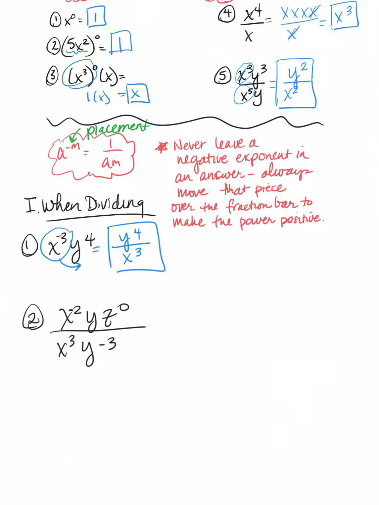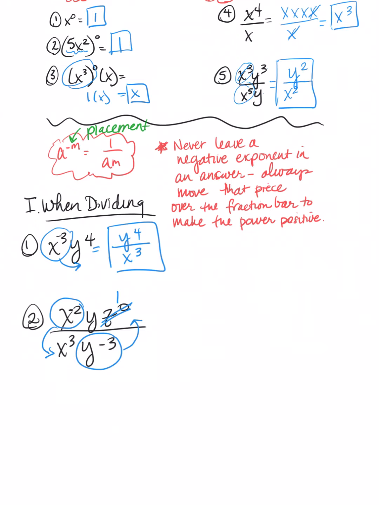This should be x to the negative 2 power, y, z to the 0 over x cubed, y to the negative 3. All right, so we noticed some negative powers. This guy is a negative power, so it needs to move down. This guy has a negative power. It needs to move up. That'll make it positive. Now let's look also at what's happening. Z to the 0 power, that's just 1.